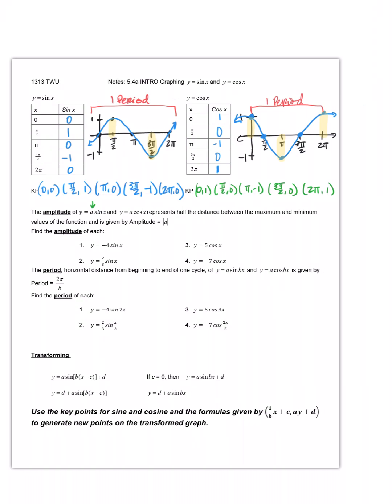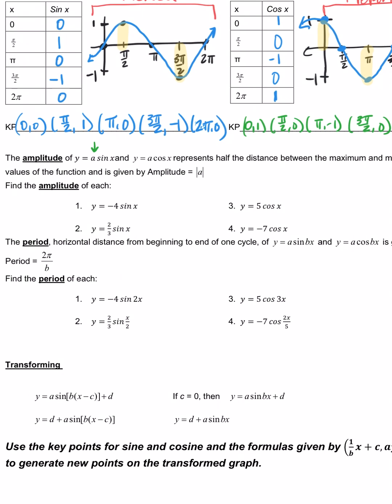So let's look at this. Number one here, finding the amplitude of y equals -4 sine x. Well, here's our a value, and we take the absolute value, so the amplitude is 4. Number two, there's our a value, take the absolute value, it's 2/3. Number three, the absolute value here is 5. Number 4, absolute value of -7 is 7. That's all you got to know with amplitude. It's the absolute value of a.